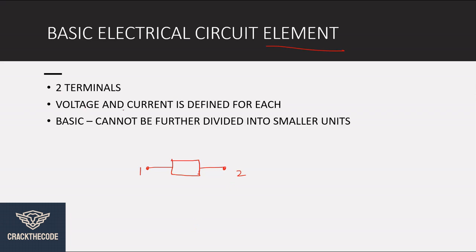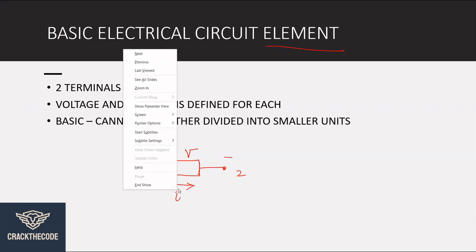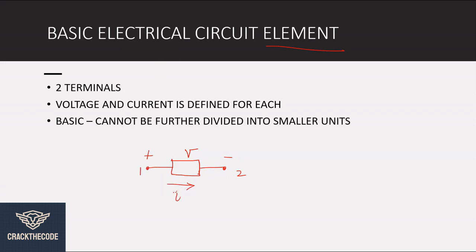Secondly, voltage and current are defined for this element exclusively. Across these terminals, we define what is called the terminal voltage, which is the voltage between the terminals of this particular element. And with a small arrow, we show the direction of current. So this is the current that passes between the terminals of this particular circuit element.